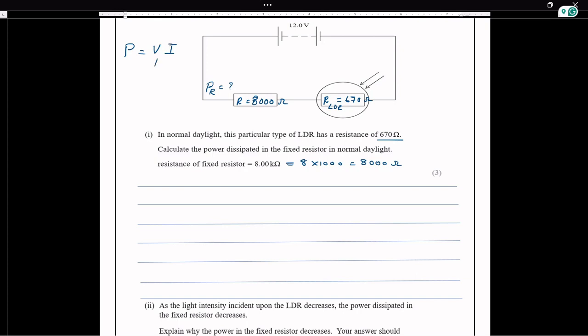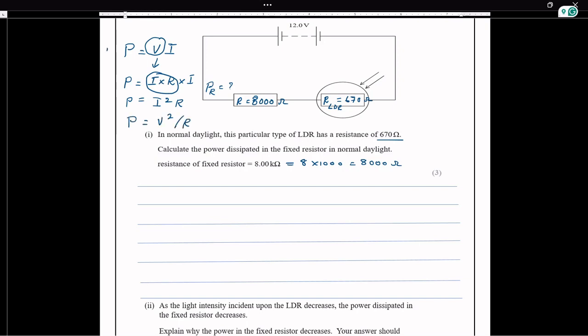Then when you are substituting an equation for voltage, voltage is I times R. So this voltage I substituted as IR times I. So I'm getting an equation, I square R, an equation for power. Similarly, if you substitute for I, there is one more equation for power, which is V square over R.